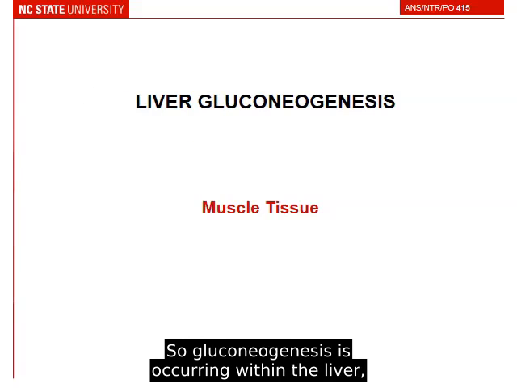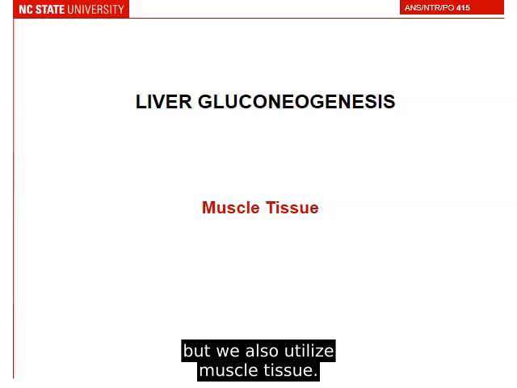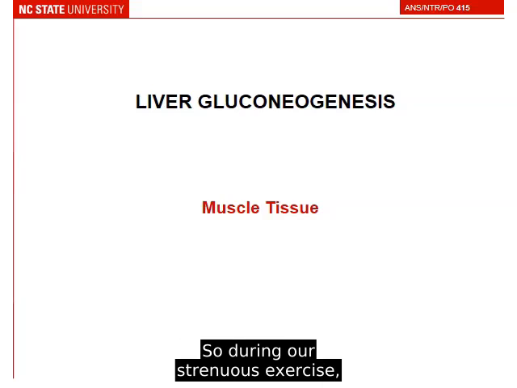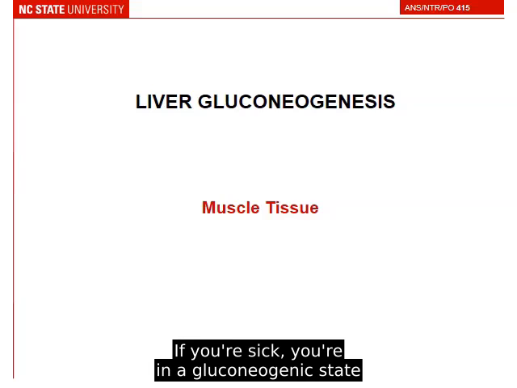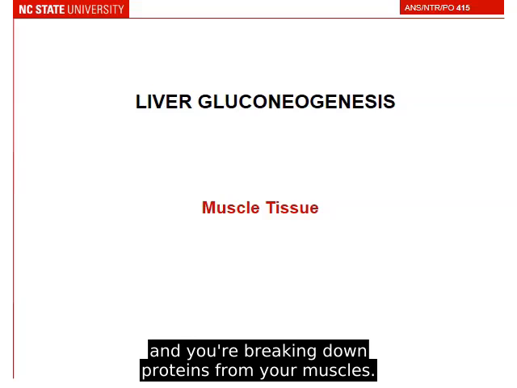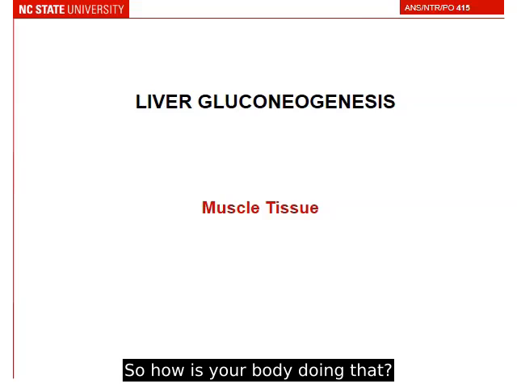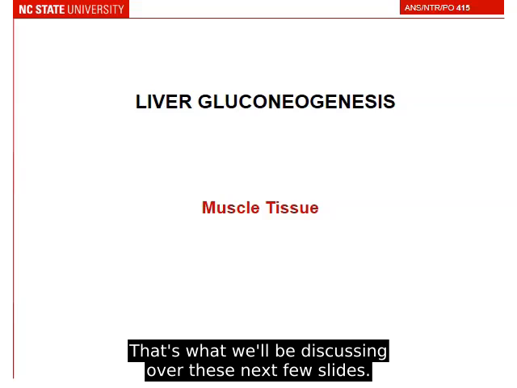So gluconeogenesis is occurring within the liver, but we also utilize muscle tissue. During strenuous exercise, we are releasing proteins. If you're sick, you're in a gluconeogenic state, and you're breaking down proteins from your muscles. So how is your body doing that? That's what we'll be discussing over these next few slides.